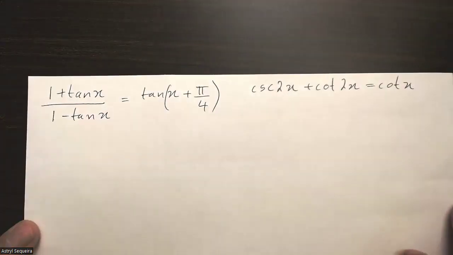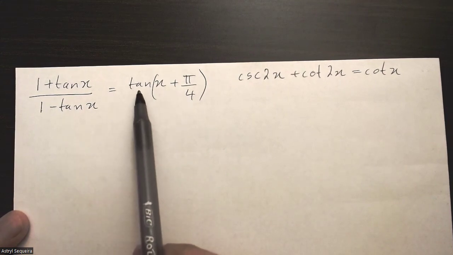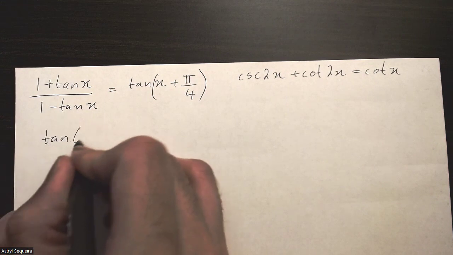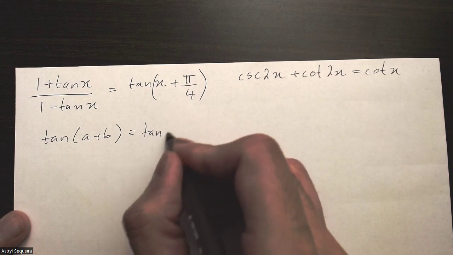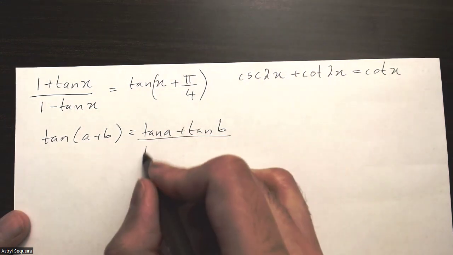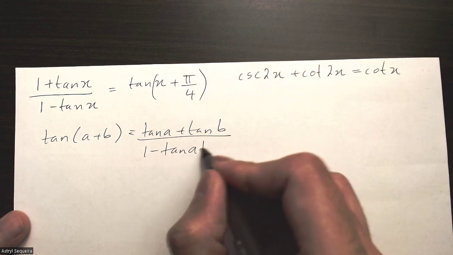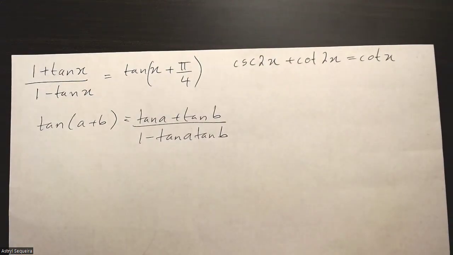All right, let's go to the third and fourth question this video. This one here is just using my addition formula for tan. This one's a pretty simple one. Just going to use the formula tan a plus b equals tan a plus tan b divided by 1 minus tan a tan b, the addition formula or the compound angle formula for tan.